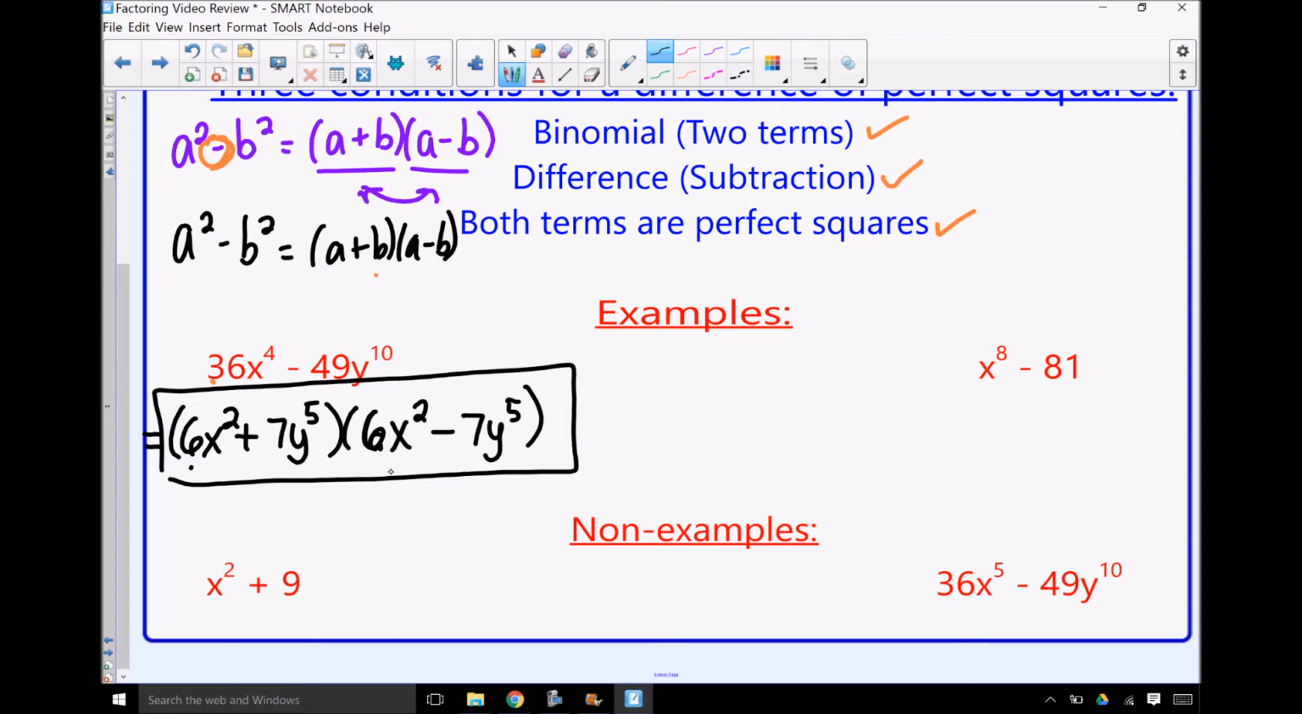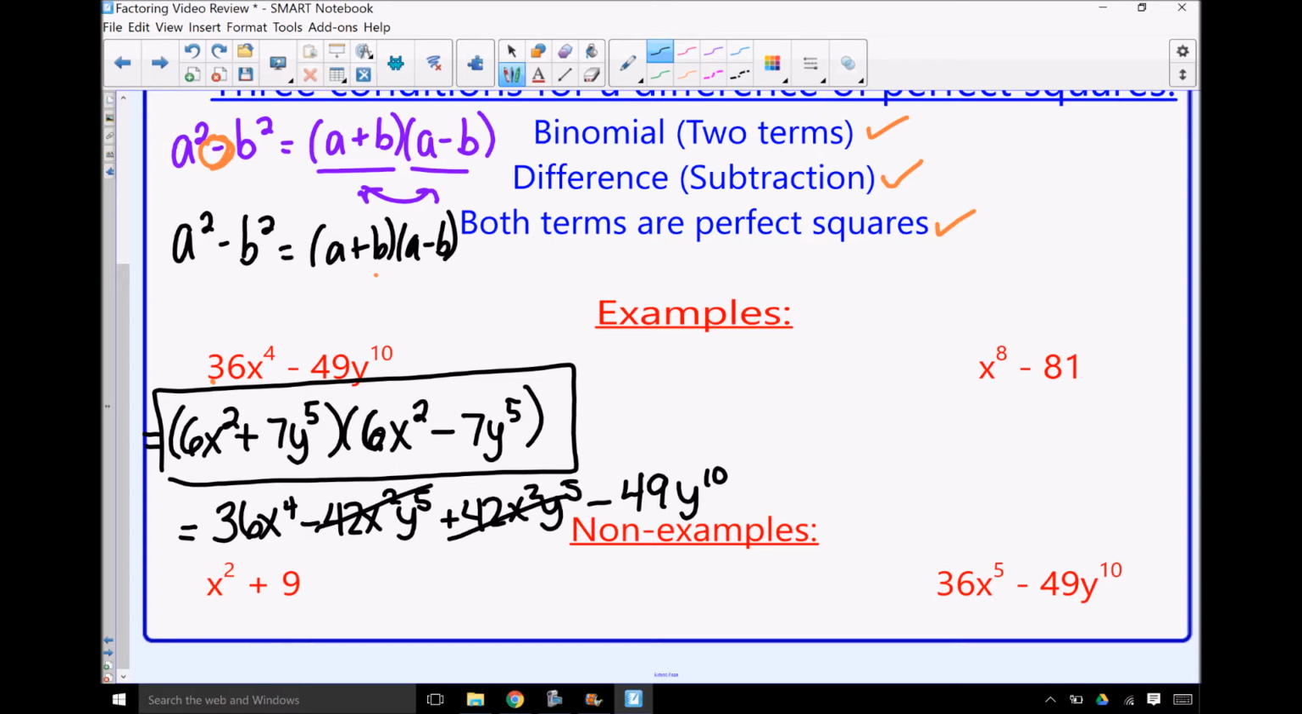So when I multiply 6x squared by 6x squared, I end up getting 36x to the 4th power. Right? And then when I multiply 6x squared by this negative 7y to the 5th power, I end up getting minus 42x squared y to the 5th power. Then when I multiply my inner terms together, I get positive 42x to the second y to the 5th, and then when I multiply my last terms together, I end up getting minus 49y to the 10th power.